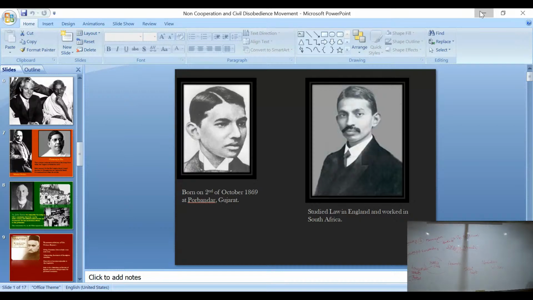Quickly read and tell me if there is any doubt. Plantation workers. I'll ask one of you to explain what would be read, plantation workers.